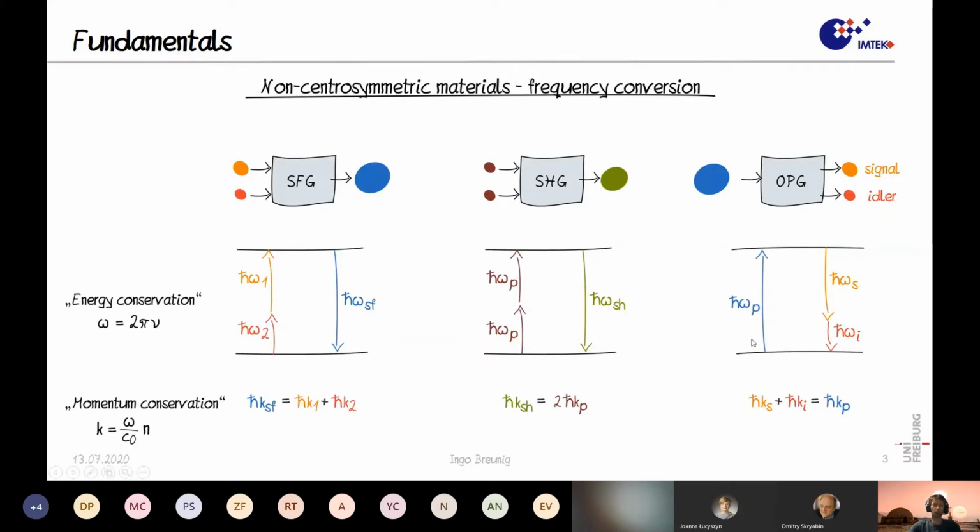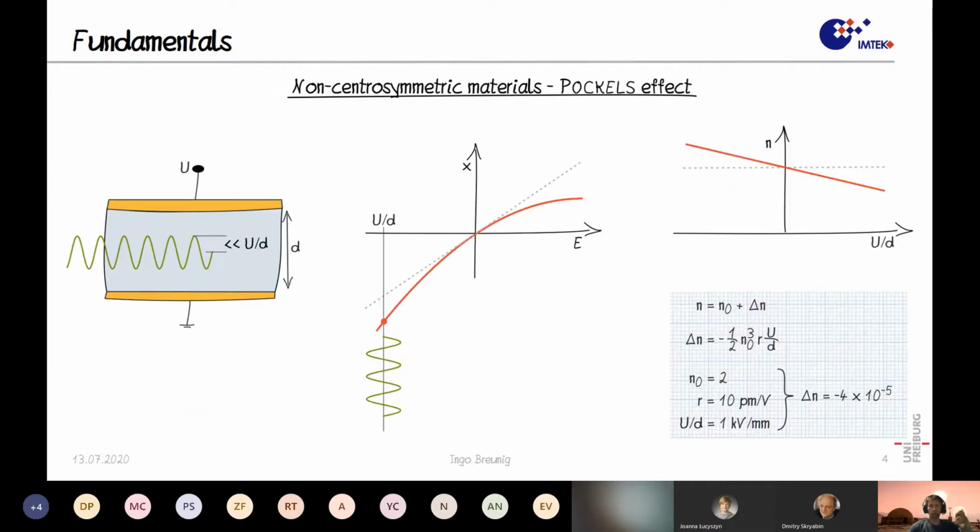And here we can also interpret this process with energy and momentum conservation. So these are two or three frequency mixing processes that are only available in non-centrosymmetric materials. And there is another one that is very, very important, the so-called Pockels effect. Here we take one of our non-centrosymmetric crystals and apply a voltage onto the top and bottom surface. So we generate an electric field inside, a static electric field.